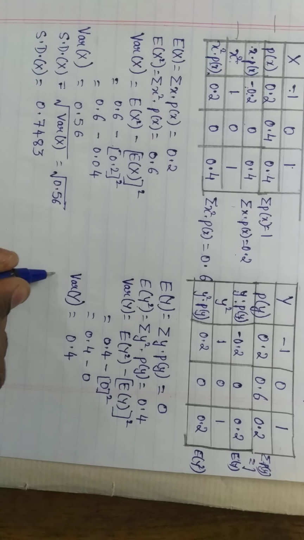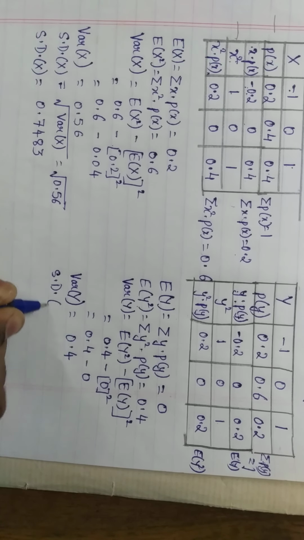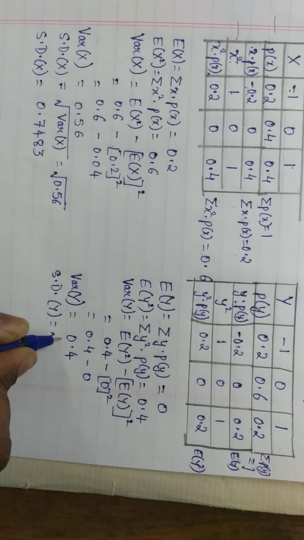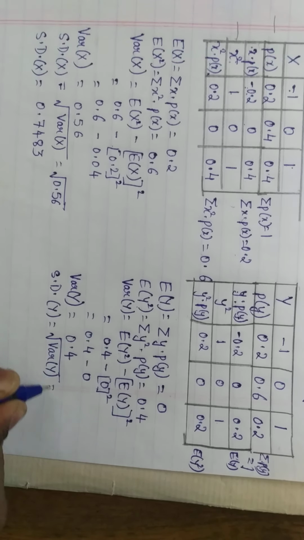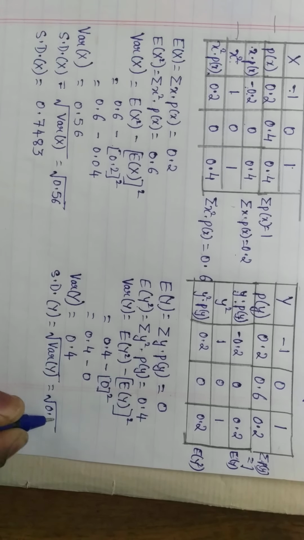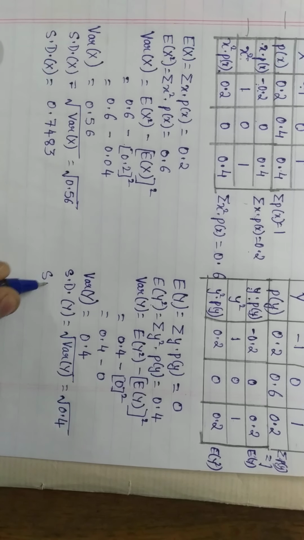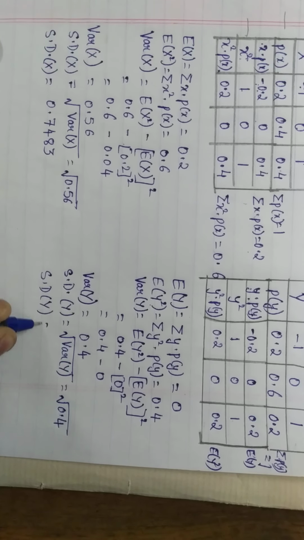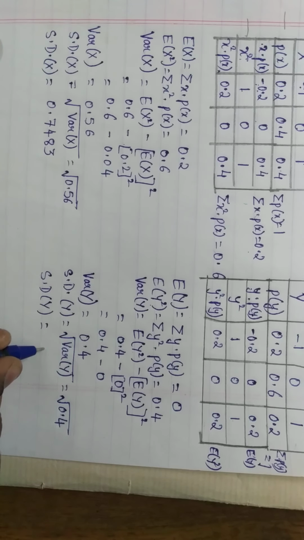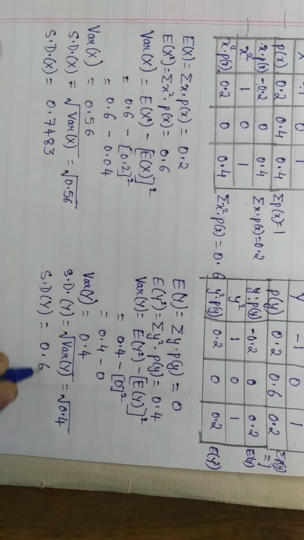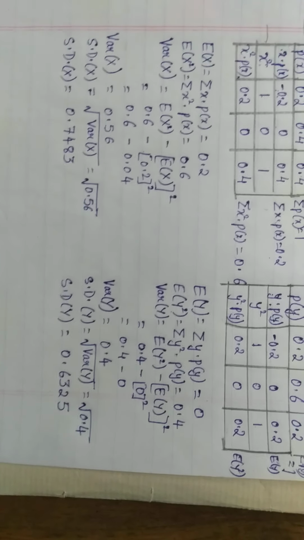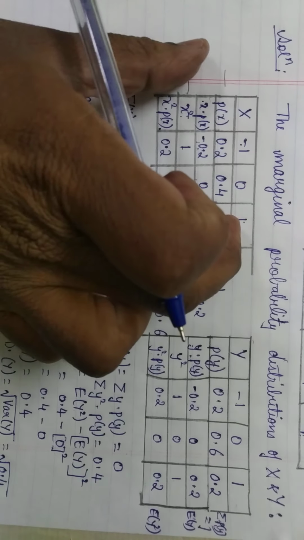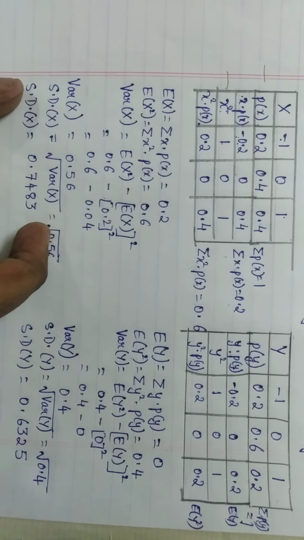So standard deviation, next one, SD of y is equal to square root of variance of y, which is equal to square root of 0.4. So SD of y is square root of 0.4, which is nothing but 0.6325. So this is how we solve this problem. These are individual 5-mark problems. This can be asked individually for 5 marks, only this much.